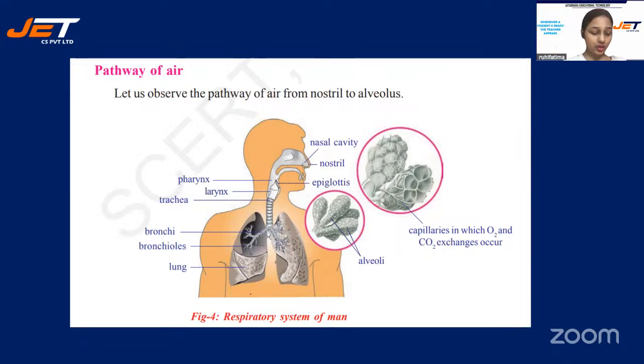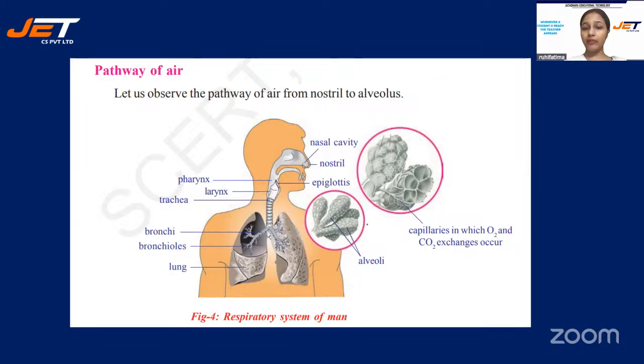We will come to MCQs also, but let's do a quick revision, students. See, this is the pathway of how the air enters the alveoli. First, we have the nasal cavity, through which there is a nostril also through which the air enters the body. After that, you can see there is an epiglottis, there is pharynx and larynx. Epiglottis is a membrane which prevents mixing of the air in pharynx and larynx.